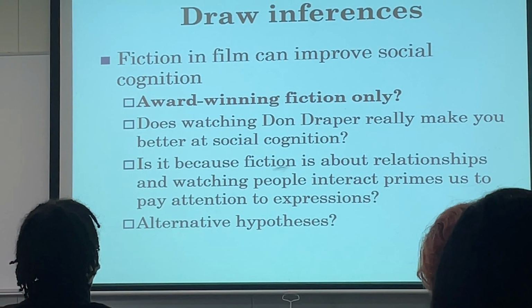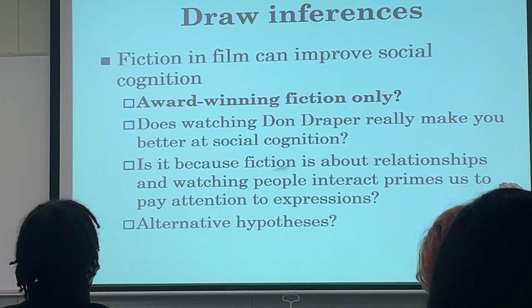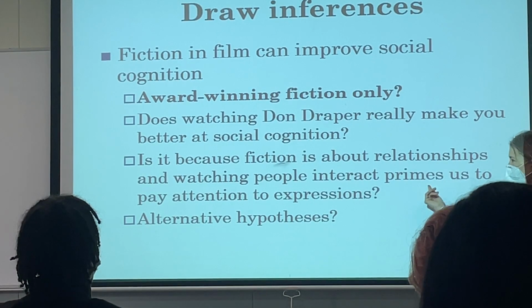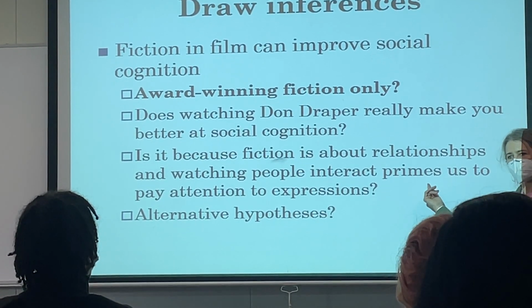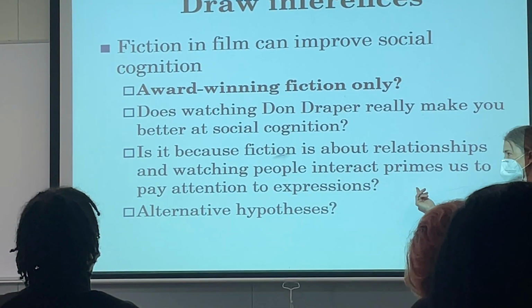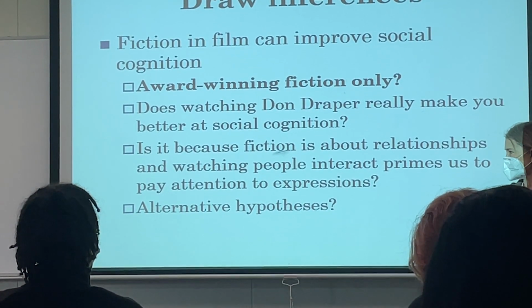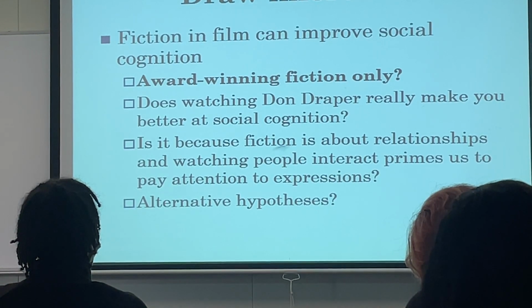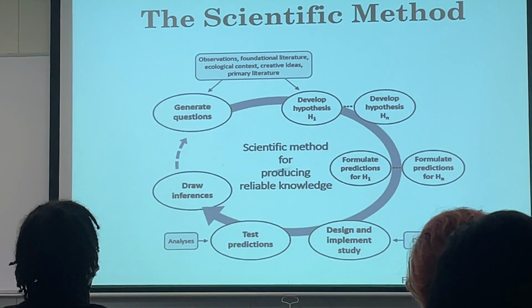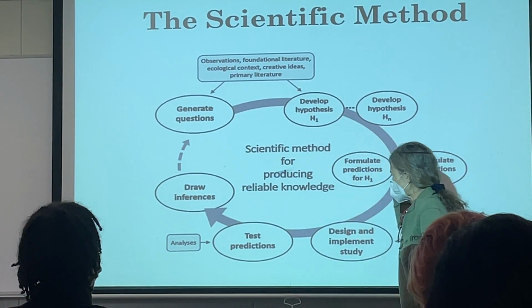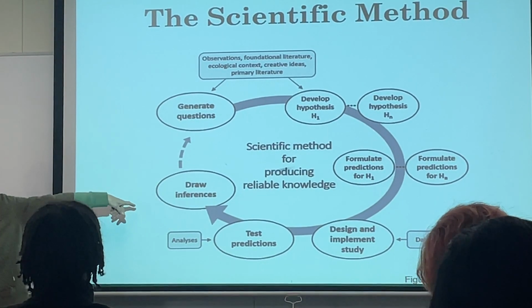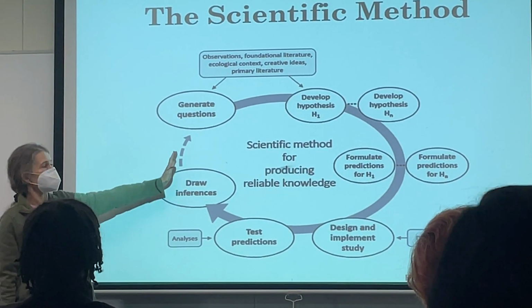But anyway, think about it. Maybe it's just because fiction is about relationships, and watching people interact primes us to pay attention to expression. Priming just means it makes it more likely that you're going to notice a certain something, right? You could think of alternative hypotheses. And then it all starts again. So I think I have to circle. In that example, we went all the way through it, we got to draw inferences, and that's where you start wondering, is it really award-winning fiction? And you may generate some more questions.